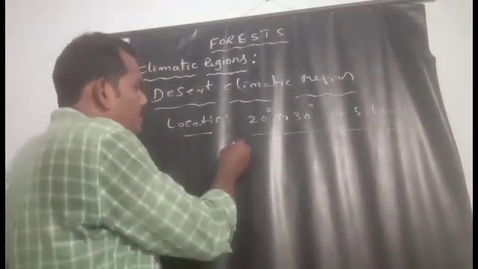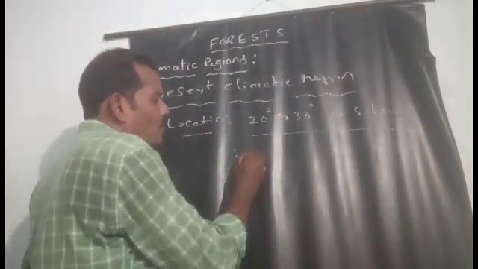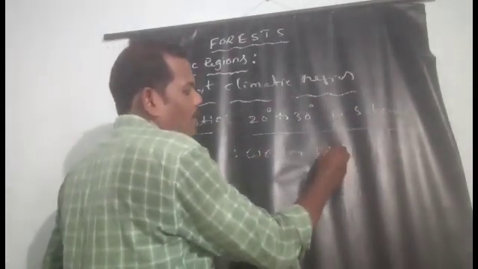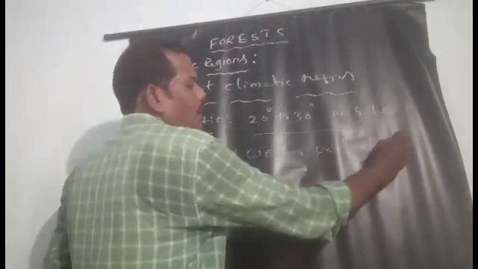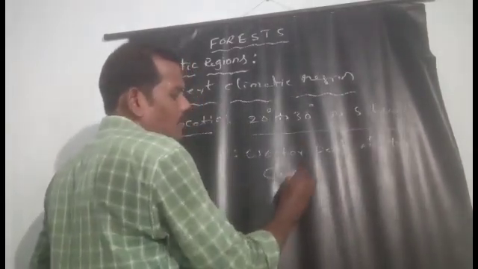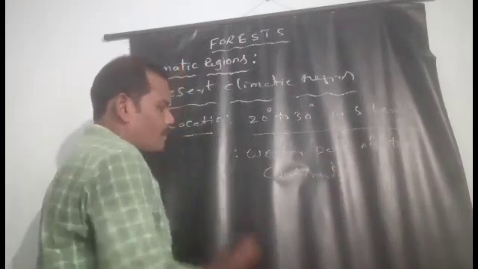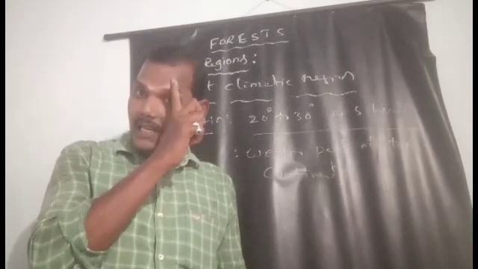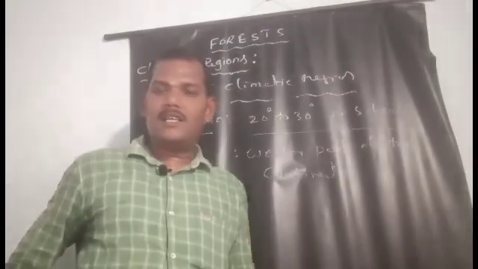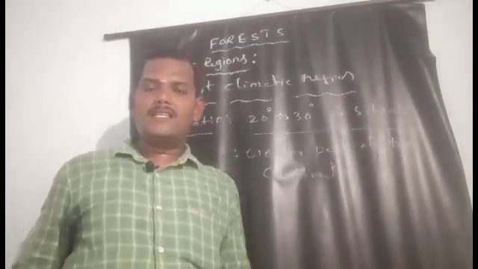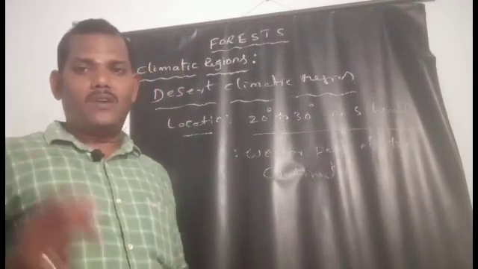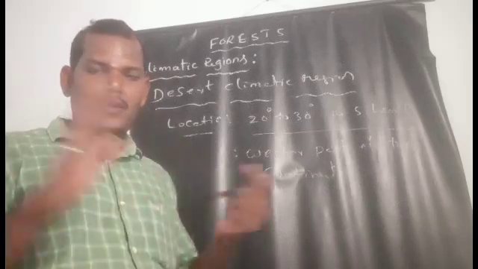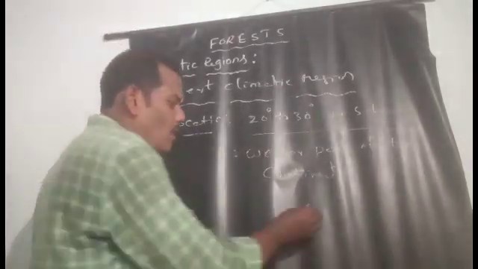And the second one, the deserts are majorly located in the western part of the continents. For example worldwide, the Sahara Desert, Thar Desert in India, the Atacama Desert in Chile. These major deserts are located in different continents. Sahara is the biggest desert in the world. It occupies a very large area in the Africa continent.